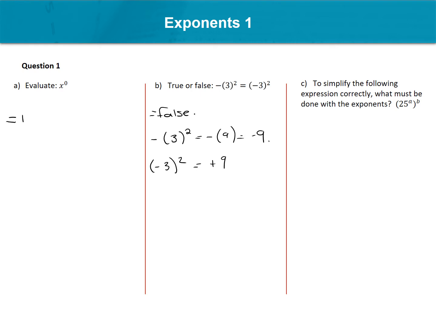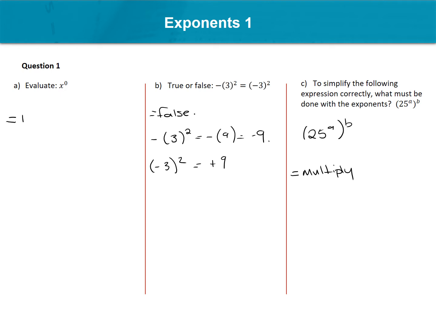Question C says, to simplify the following expression correctly, what must be done with the exponents? And our expression is 25 to the power of a, all to the power of b. So what happens to exponents when we're raising them to a power? We multiply. We multiply our exponents. We don't add them, we don't subtract them, we multiply. So the answer to this question is we multiply the exponents.